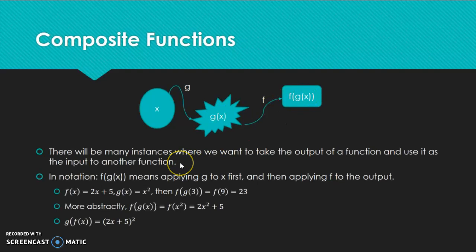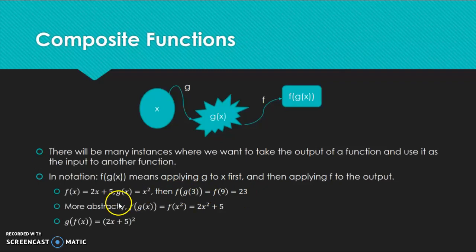So as an example, if f of x is the function 2x plus 5, and g of x is the function x squared, then the composition f of g of 3 can be read from the inside out. We take 3, apply g to it, giving 3 squared, or 9. That becomes the input to my outside function f. So f of 9 is 23. That is f of g of 3.